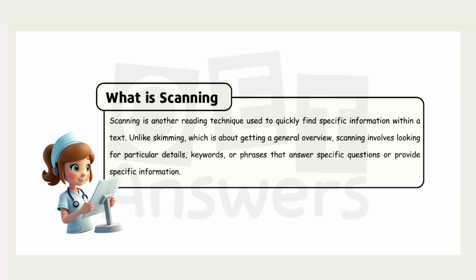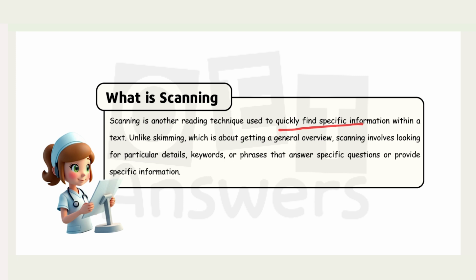Now we are moving to scanning. I told you already when I began this video that skimming and scanning are different from each other. We have already seen skimming. Skimming means just gathering the overall idea about the particular information, taking keywords and key points. That's all. But what is scanning? Scanning is another reading technique used to quickly find specific information. That means reading quickly, here quickly finding the information.